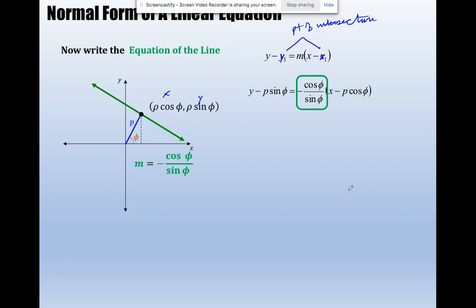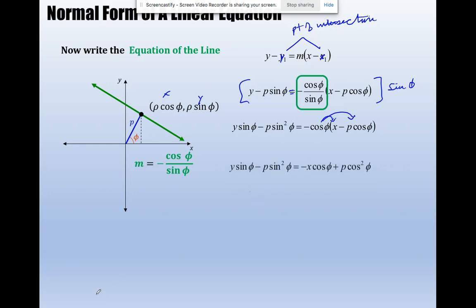Now I want to clean this up a little bit, okay? I don't want fractions. I have an equal sign and I don't want sine phi in the denominator. What can I do? Multiply through by sine phi, right? So I have y sine phi minus p sine squared, and then my denominator went away. Now I want you to distribute that cosine. And I want you to collect everybody on one side. Algebra 1, that's all this is. Collect everybody on the left side.